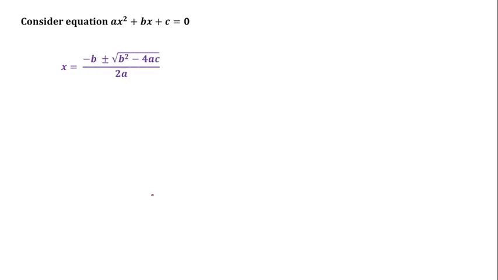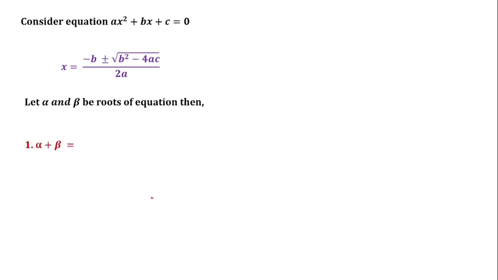Now for this quadratic equation, roots can be obtained by the formula x is equal to minus b plus or minus root of b square minus 4ac upon 2a. I hope everybody remembers this formula. Let alpha and beta be roots of this equation.